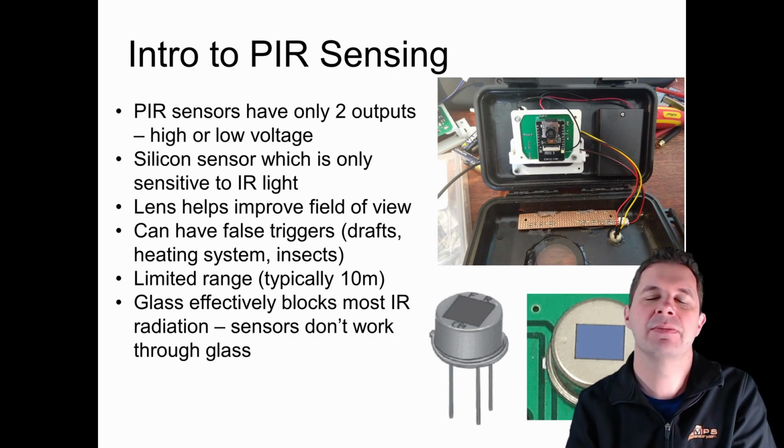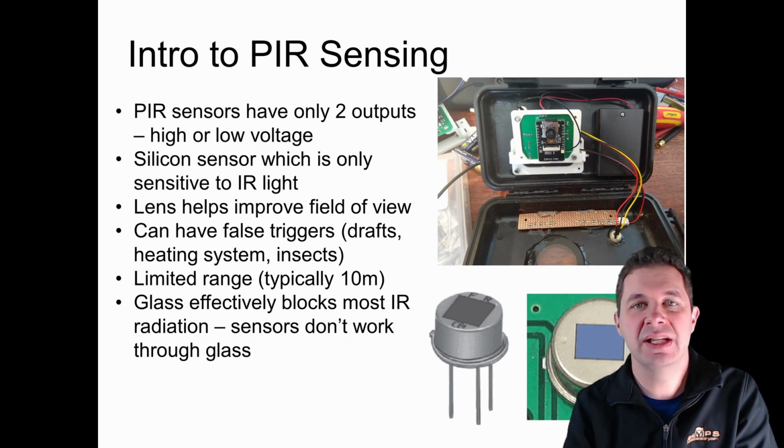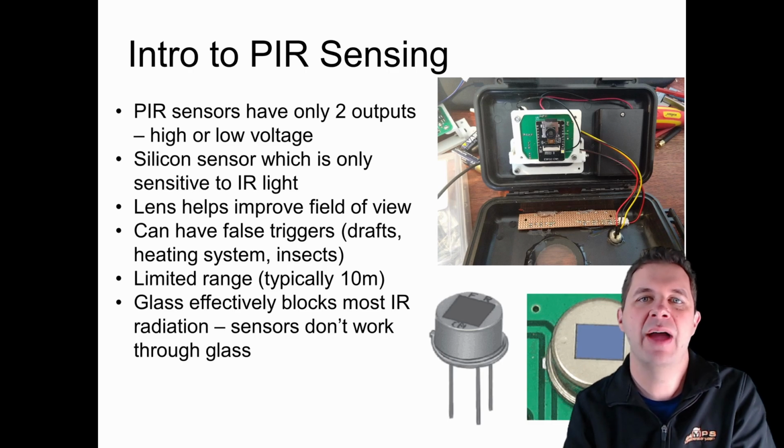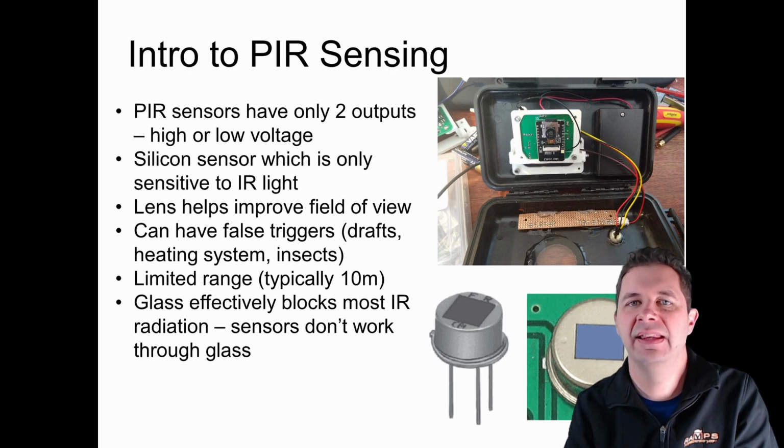Now, these can have some false triggering conditions. Insects walking past them can trigger them, and changes in temperature, like if there's a heater positioned nearby, or a draft, can affect the measurements and cause false triggering with these. They have a fairly limited range, so typically 10 meters or so. Often material like glass can block infrared radiation fairly well, and so we get very little infrared radiation transmitted through glass.